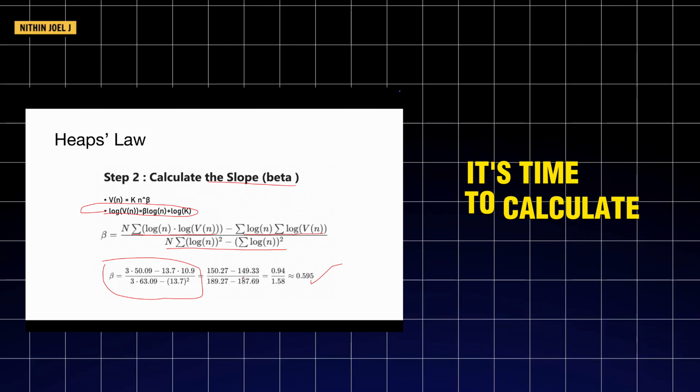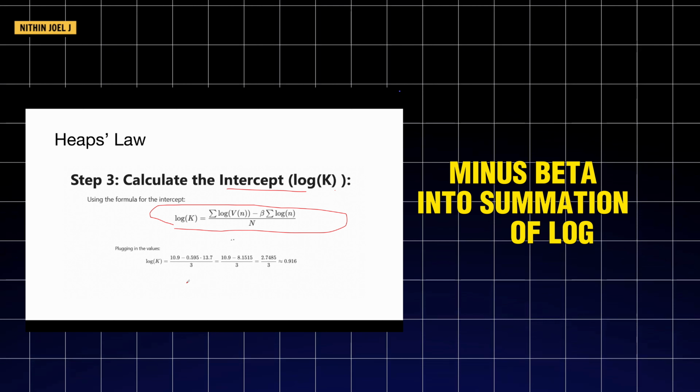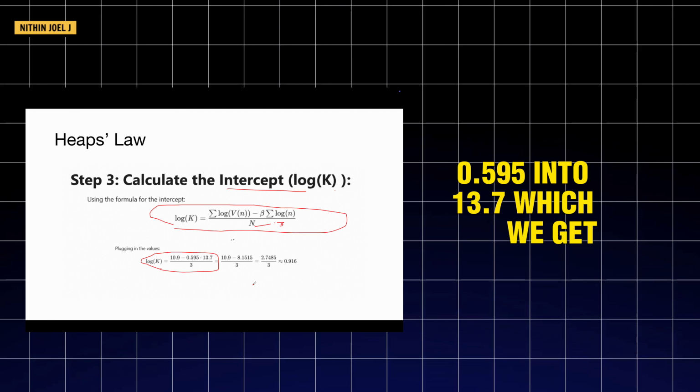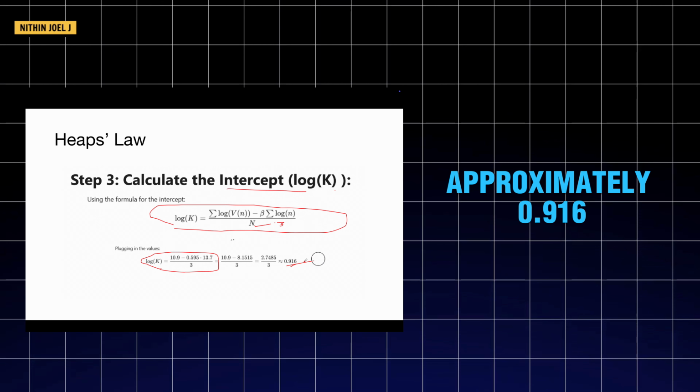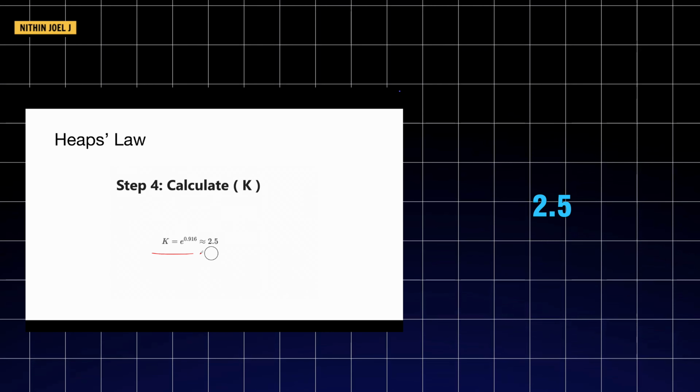Now it's time to calculate the intercept, which is log of k. Log k is equal to (summation of log V(n) minus beta × summation of log n) divided by capital N. Capital N is the total number of rows in the numerical table, and we have 3 here. So all the values have been substituted: 10.9 minus 0.595 × 13.7, which gives approximately 0.916. So k is approximately 2.5.